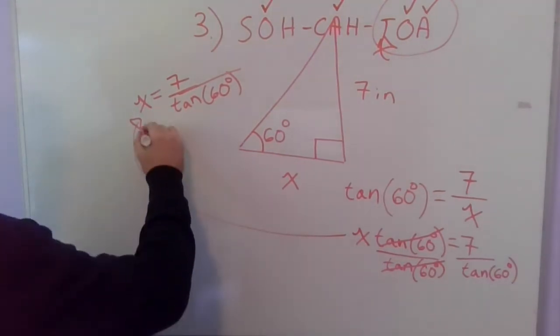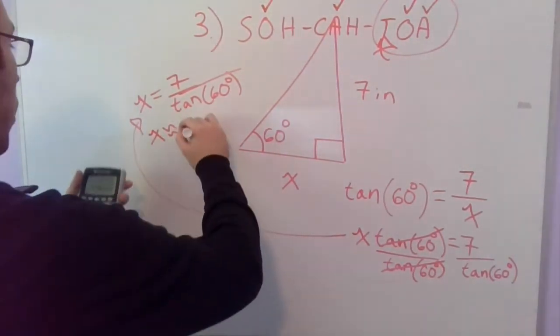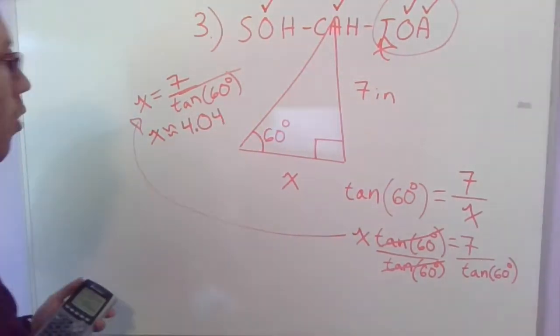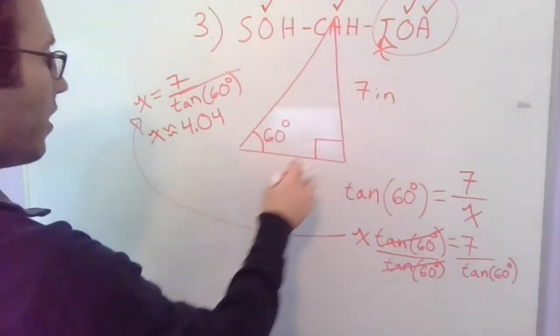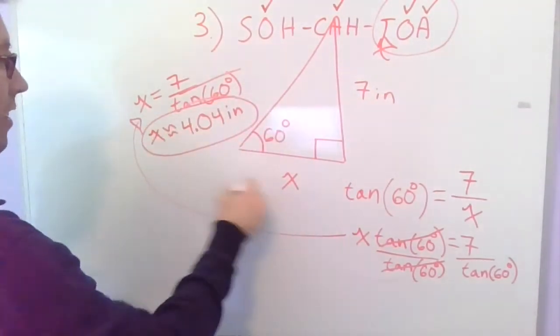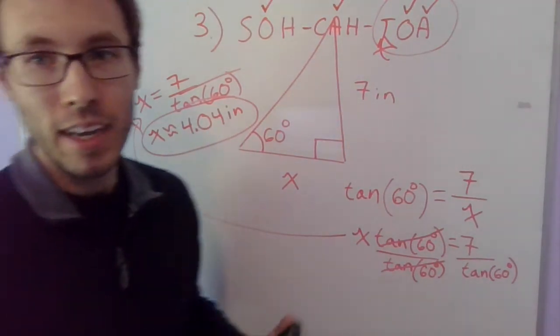The number I'm getting is about 4.04. And then I look above, oh, I was dealing with inches. This must be inches here. So the distance for x right here would be about 4.04 inches.